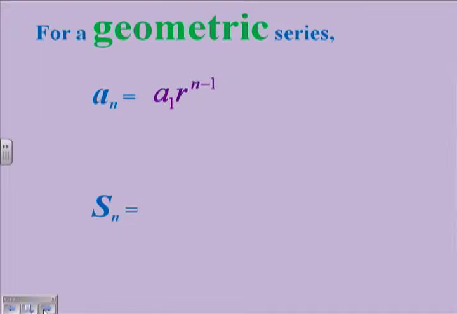So here's what we've got. You have two new formulas to deal with here: how to find the nth term and how to find the sum of geometric sequences and series. So add this to the two that you got in the last lesson with arithmetic sequences and series, and then you'll have one more to go.